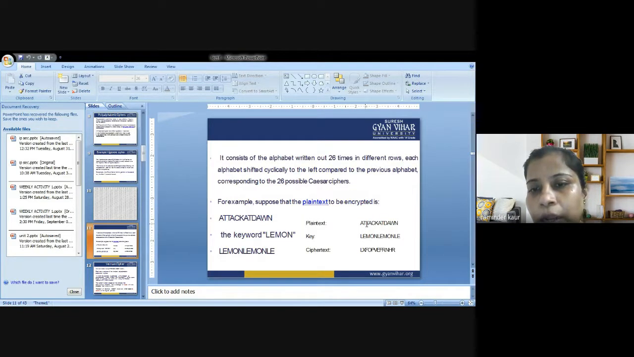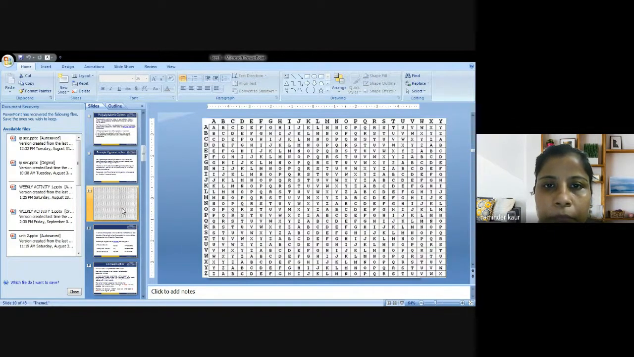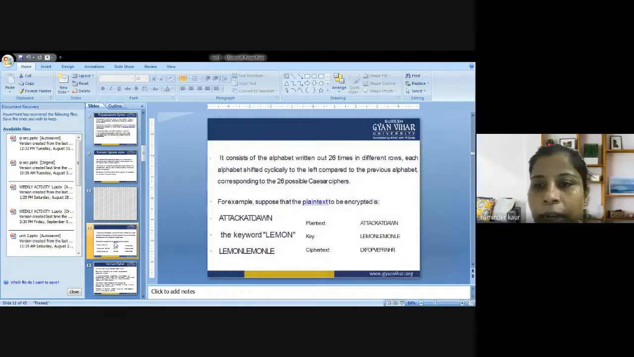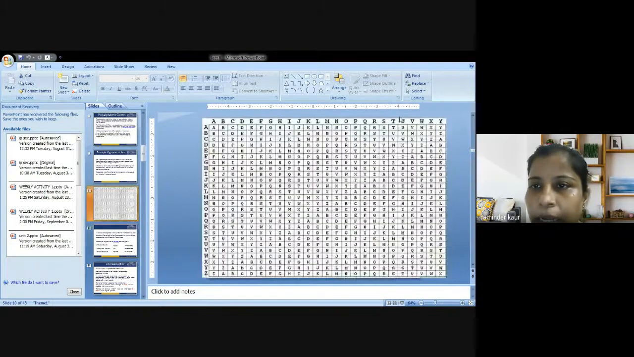Next, T and E. T column and E row. At the junction we are getting X. So that is why it is given X here. You can have a look at the same. Next is T and M. It is F that is represented as the ciphertext.